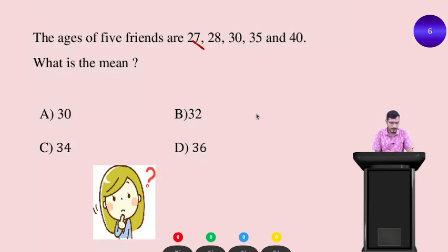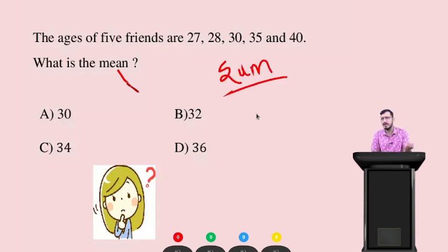What is the mean here? First, using the formula of mean. Okay, what is the formula of mean? Okay student, time's up. That is the basic formula: sum of total observations divided by total number of observations.